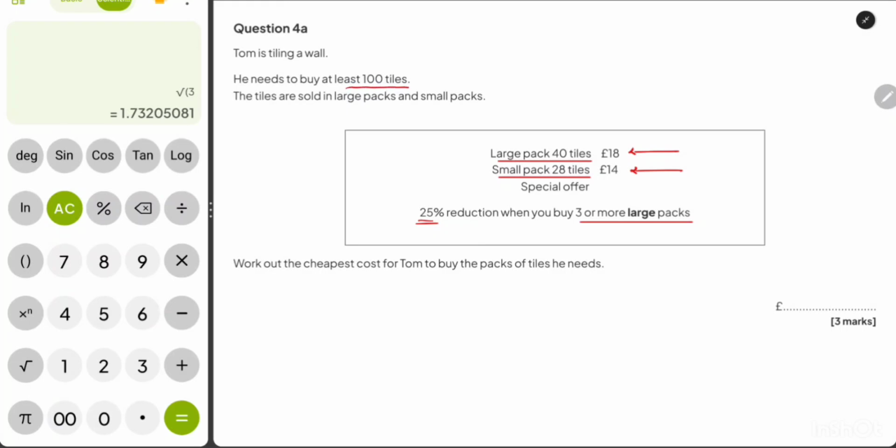Now he needs at least 100 tiles. So he has options. Either he can go for 3 large packs.